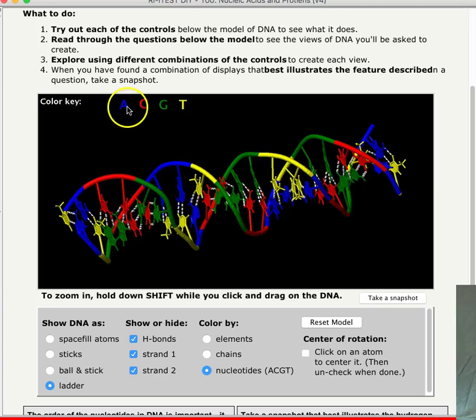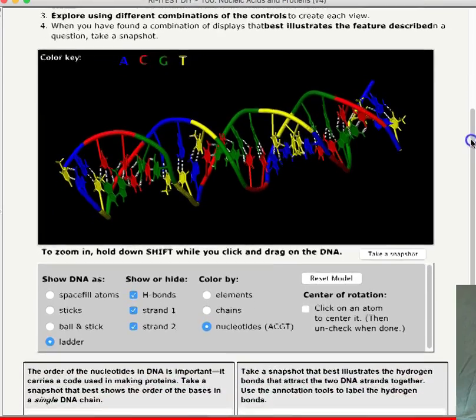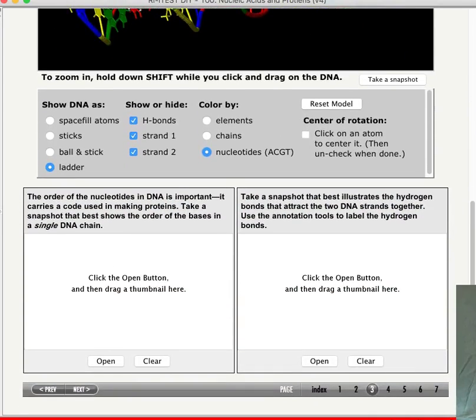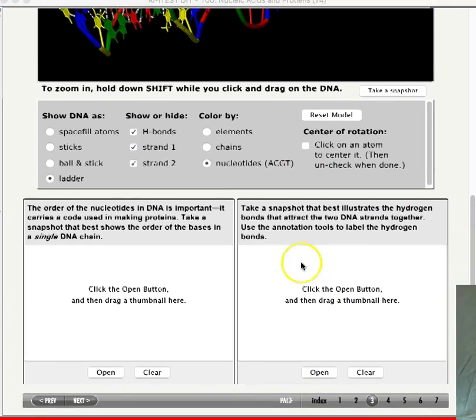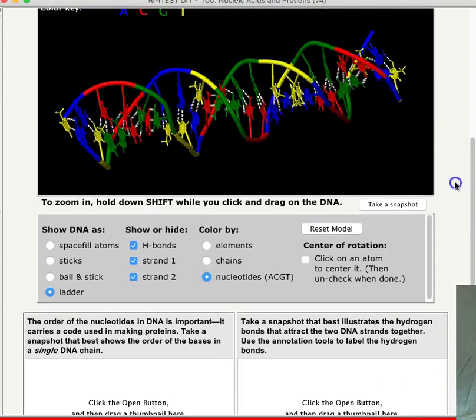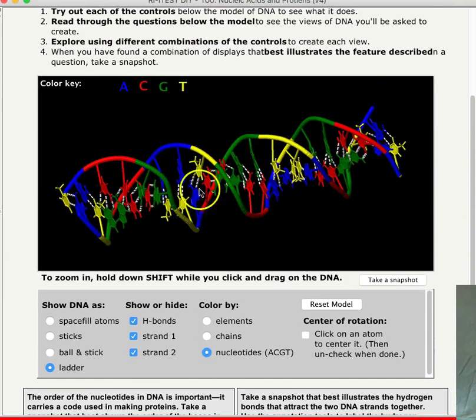We can see that the blue A is always with yellow T. So there's A and T with 2 hydrogen bonds between them. So that should help you answer the first part of question 3. You can just take a screenshot of my model here showing all these lovely hydrogen bonds for number 3, or you can just describe it if you can't take a screenshot.